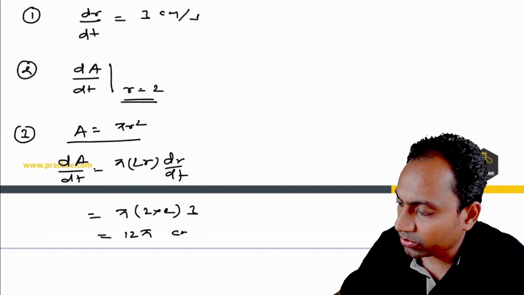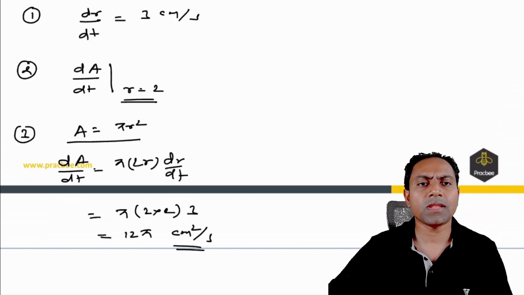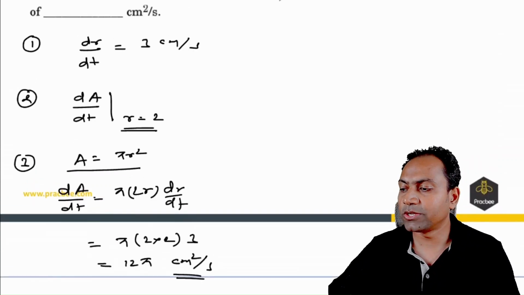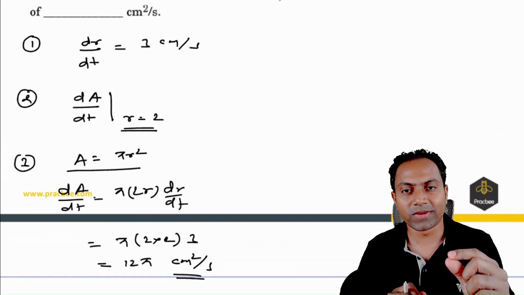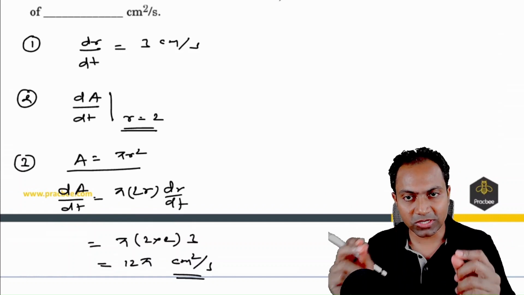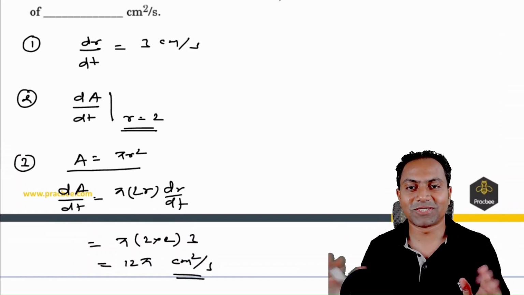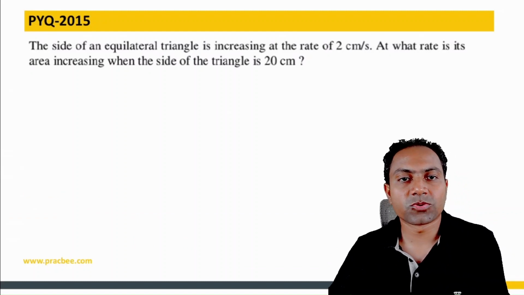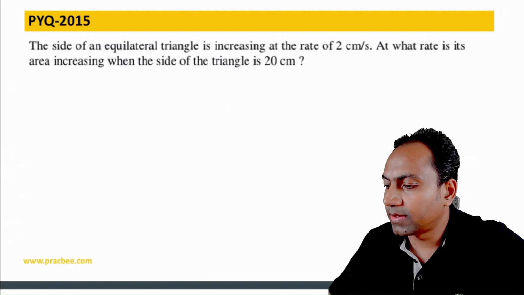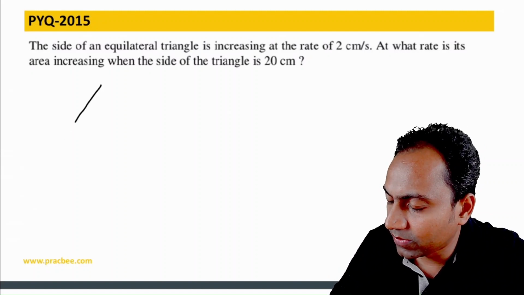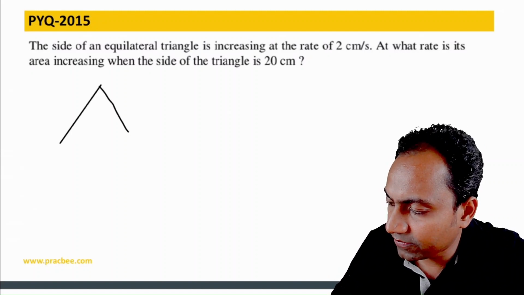Do not forget to write the units. It is nothing but square centimeter per second. So it is a very simple question. You just need to follow the simple steps of writing what is given to us, what we need to find, then make the function, differentiate and find the rate of change. Now we can see that the next question talks about the side of an equilateral triangle. So first let us draw an equilateral triangle and figure out what is given to us.